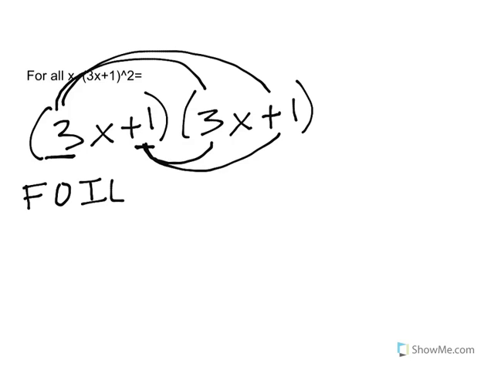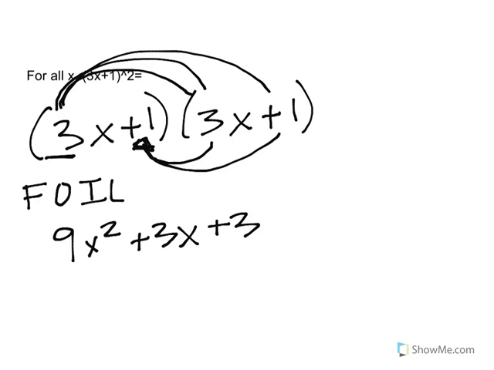So our first step is the outside. Our first outside number is 3x, and we multiply that by 3x. 3 times 3 is 9. x times x is x squared. Now we take our 3x and we multiply it by a positive 1. So 3 times a positive 1 is a positive 3x. So we did our outside, now we move into our inside. 1 times 3x is a positive 3x. 1 times 1 is a positive 1.